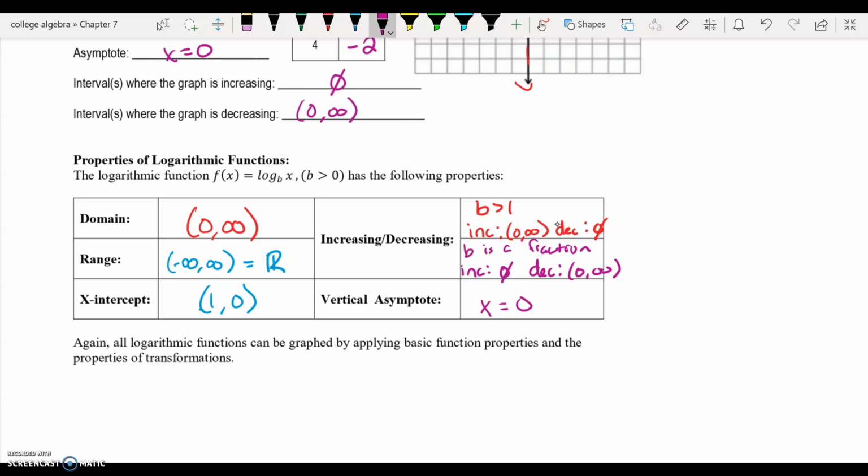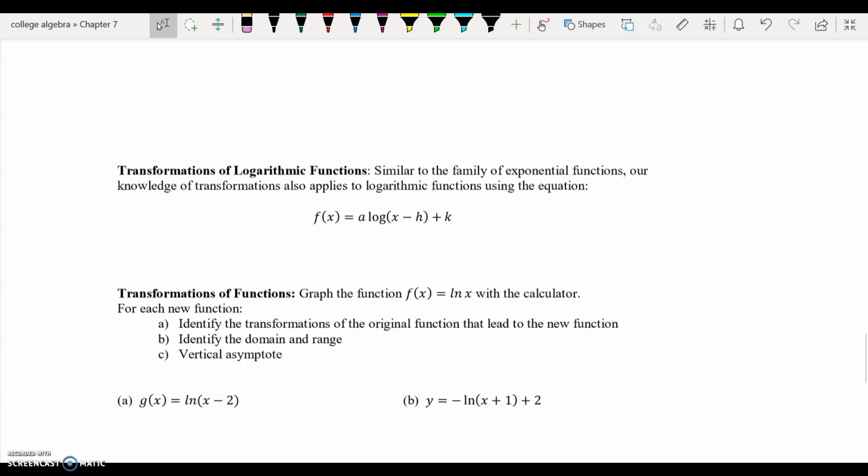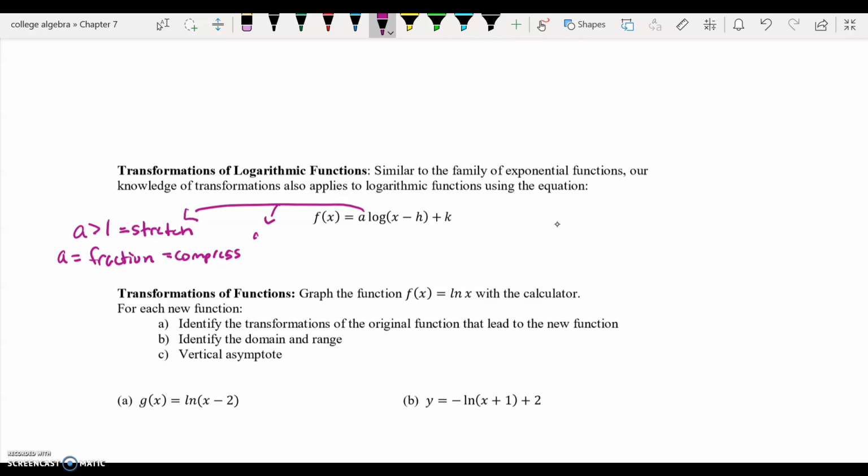All right, so the last thing, this is what the Hawks is going to be over whenever I assign it, is the transformations. So if you have an A out front, here's what that stands for. Remember, if A is greater than 1, it equals a stretch. We've done a lot of these before, so you've got to memorize, which you should by now, hopefully. Should be pretty easy. If it's a fraction, it compresses. And don't forget, if A is negative, it's a reflection over the x-axis.